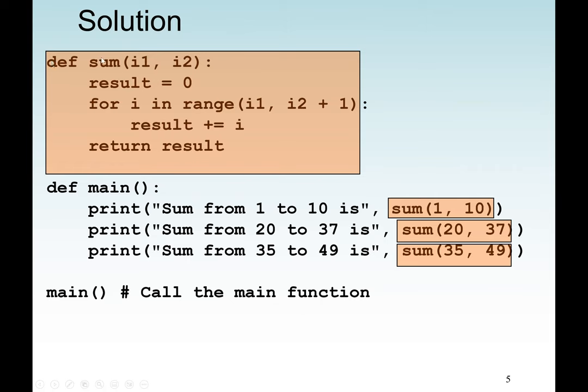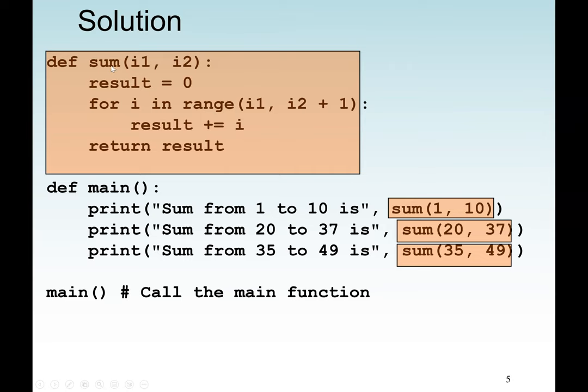So we will call this the function header. The function header consists of the keyword def, the function name, and the parameters. The parameters are what the function is going to use to solve the problem or to complete the task. So I1 and I2 here will be the data that the function needs to use.